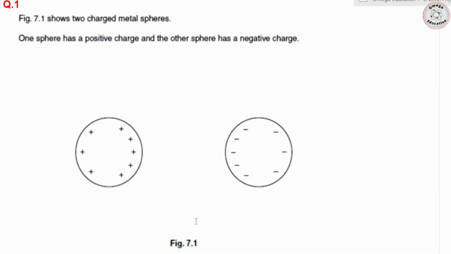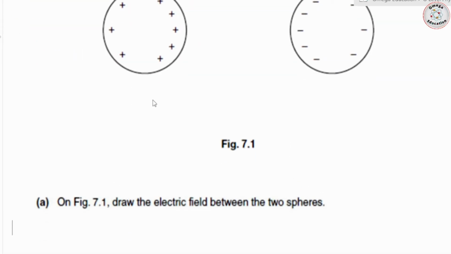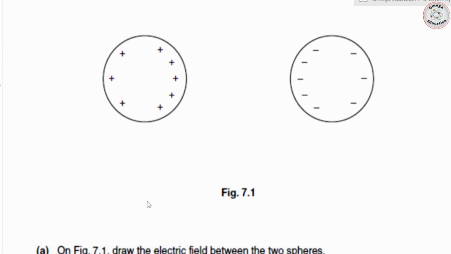Now moving on to the paper 2 questions. Alright everyone, so let's move on to the paper 2 questions. The first one, we have figure 7.1 shows two charged metal spheres. One sphere has a positive charge and the other sphere has a negative charge. Just let me grab my pointer from here. Part A says, on figure 7.1, draw the electric field between the two spheres.